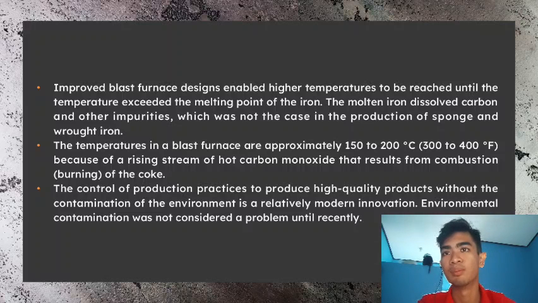The smelting process in a blast furnace begins when the charge of ore, coke, and limestone is loaded into the top. The temperatures in the blast furnace are approximately 150 to 200 degrees Celsius at the top because of a rising stream of hot carbon monoxide that results from combustion of the coke. At this temperature, the carbon monoxide begins to react with the iron ore to free some of the iron. At the same time, some of the carbon monoxide is cooled by the charge and forms carbon dioxide and free carbon.